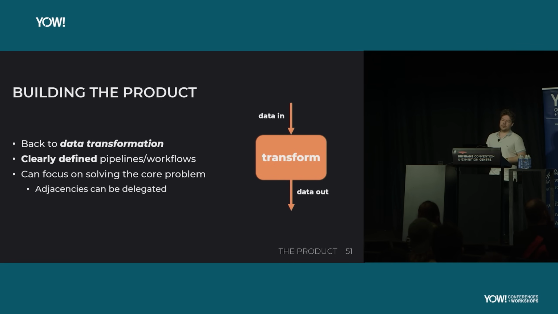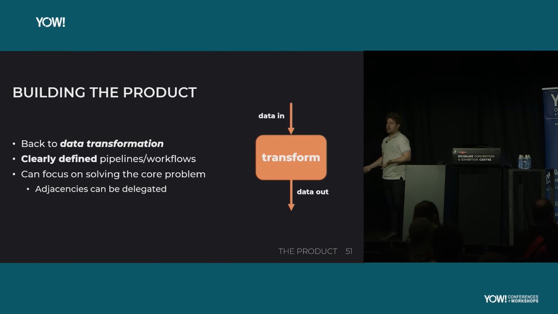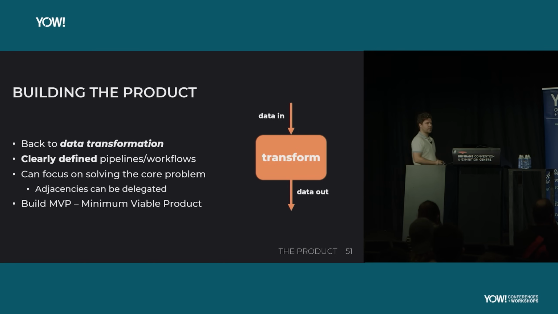And that allows you as well to focus on solving the core problem, because all of these adjacencies can just be delegated. If you don't need any specialist solution for, like, audio, you can just use an existing system. And then also, yeah, building this MVP, right? So minimum viable product. Just always have that at the center of your mind, because I think that really helps you to keep things simple.